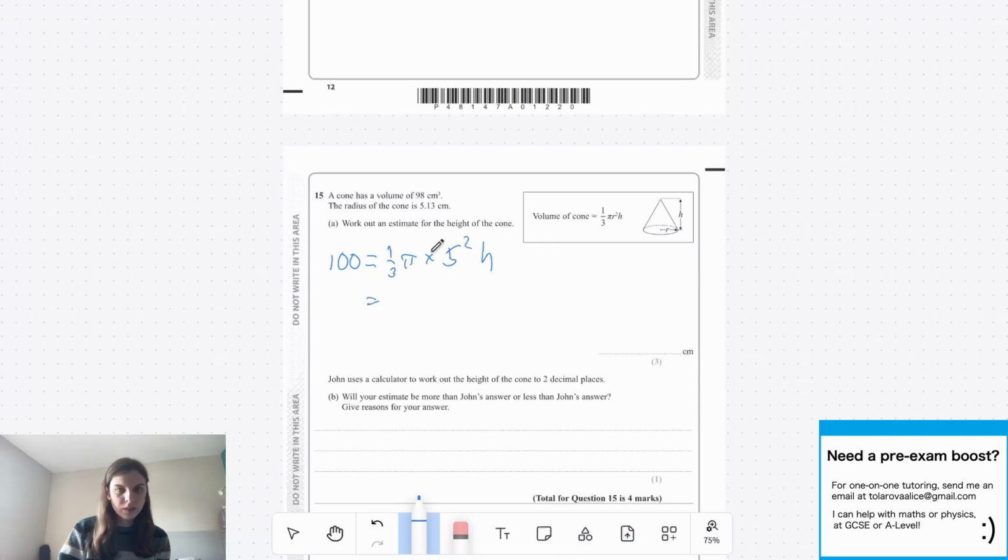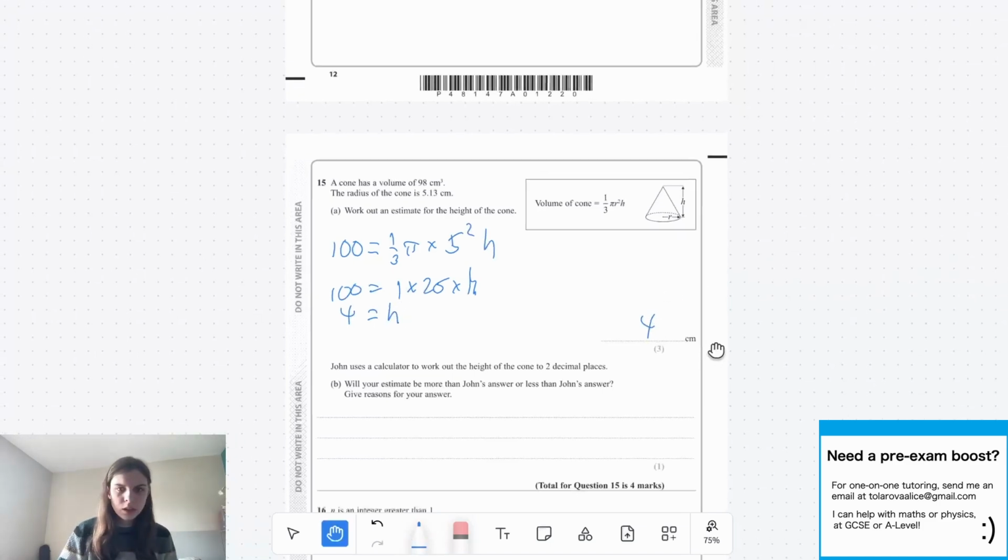5.13 rounds to 5. Now, 1 over 3 is very close to the reciprocal of pi. Since pi is 3.14, pi rounds to 3. 1 over 3 multiplied by pi will just be 1. So this is equivalent to 1 multiplied by 25 multiplied by h. This is 100. So then if we divide by 25, we will get to 4 is equal to h. So it's just 4. Nice and simple.